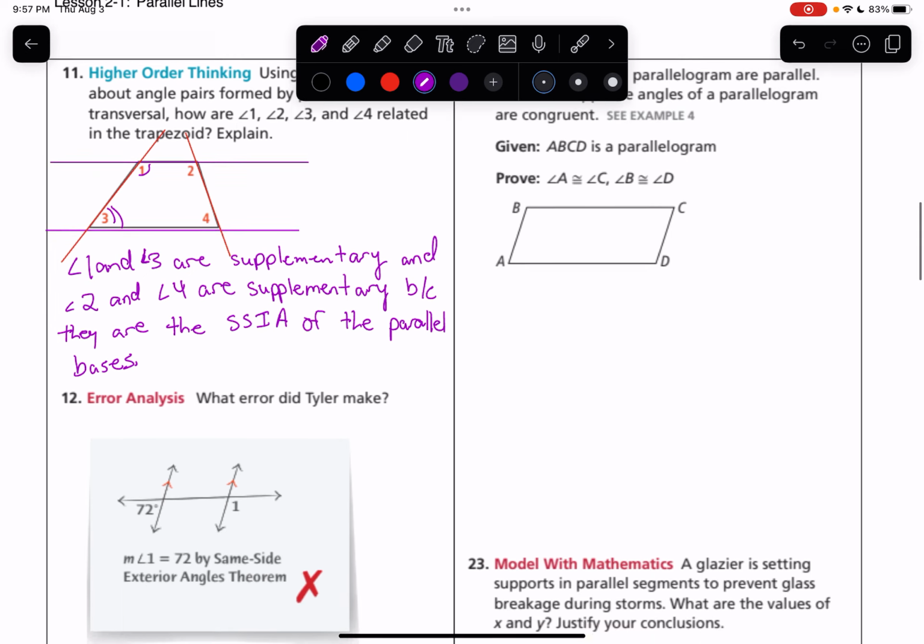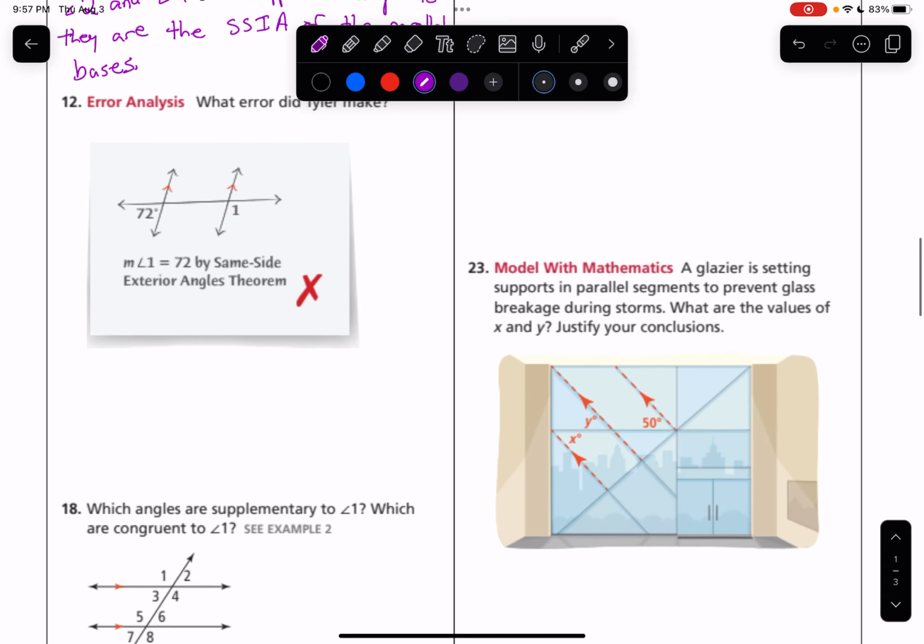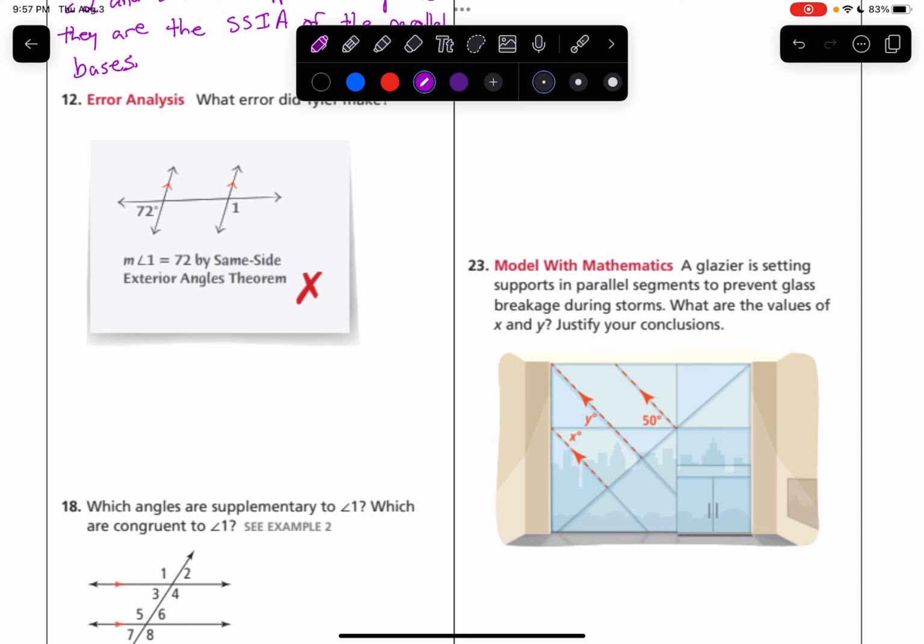All right, number 2, what error did Tyler make? So Tyler says the measure of angle 1 is 72 by the same side exterior angles theorem. But the same side exterior angles are not congruent, they're supplementary. So that's what we should write. The same side exterior angles, SSEA, are supplementary, not congruent.